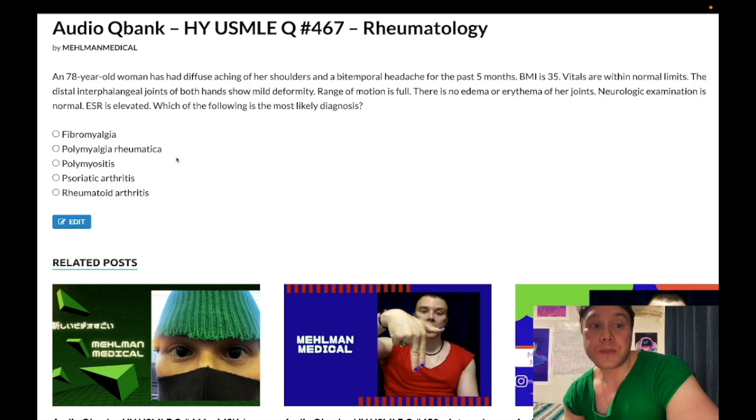Okay, so high-yield diagnoses here. I told you the 2 ways to distinguish polymyositis from polymyalgia rheumatica. In this case, we've got polymyalgia rheumatica.